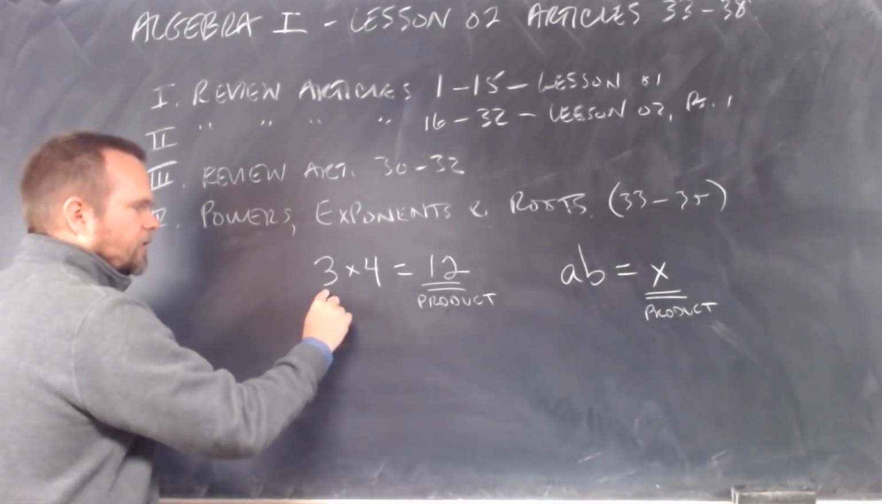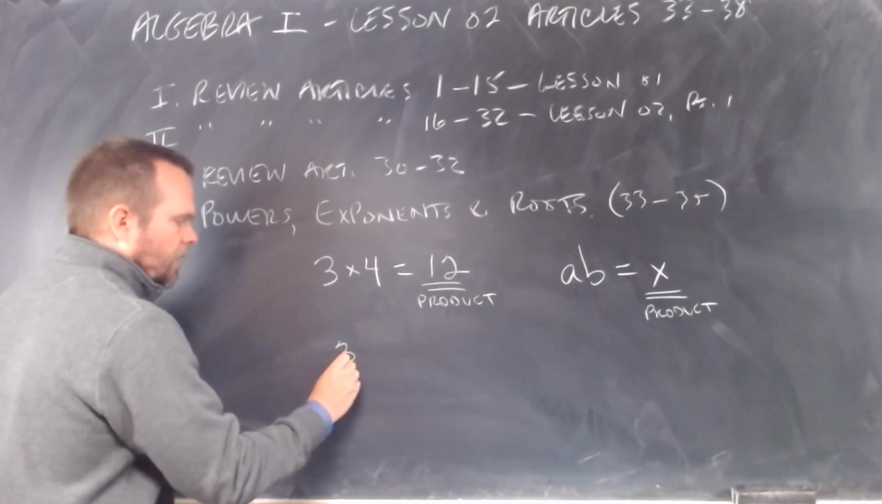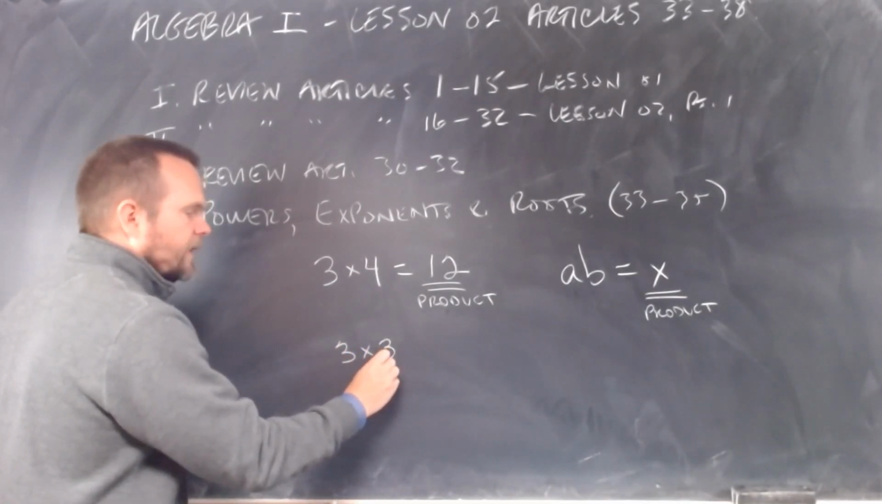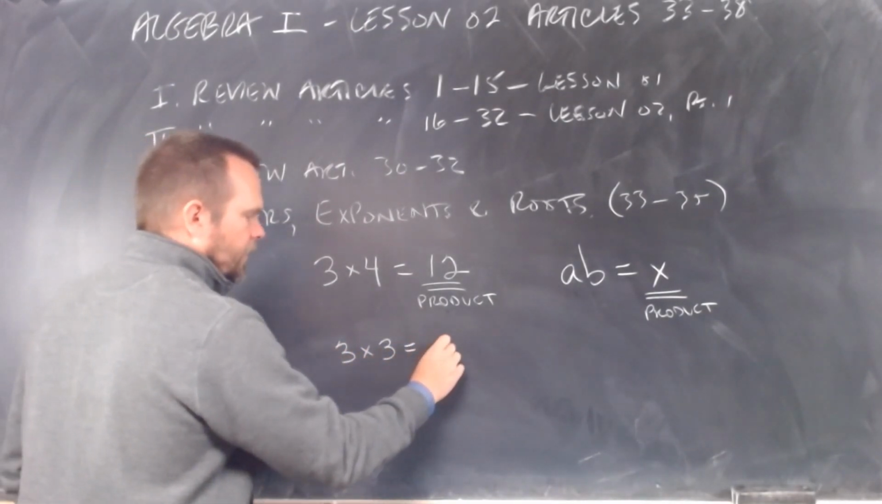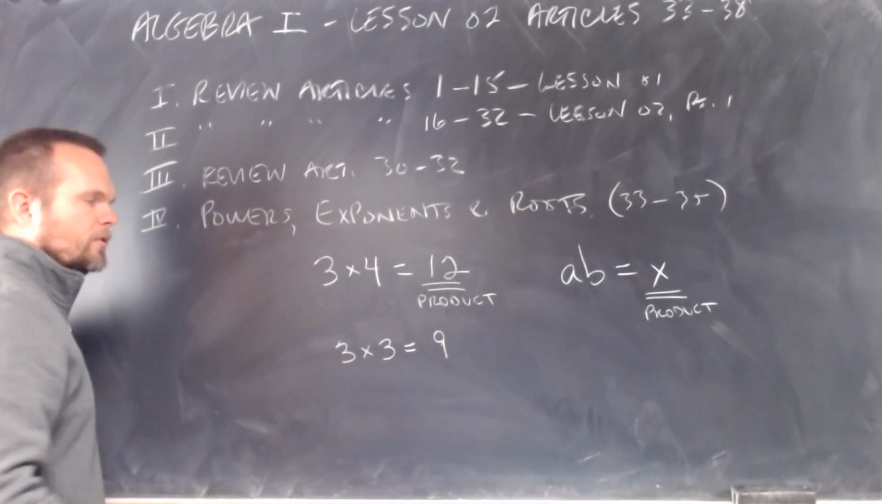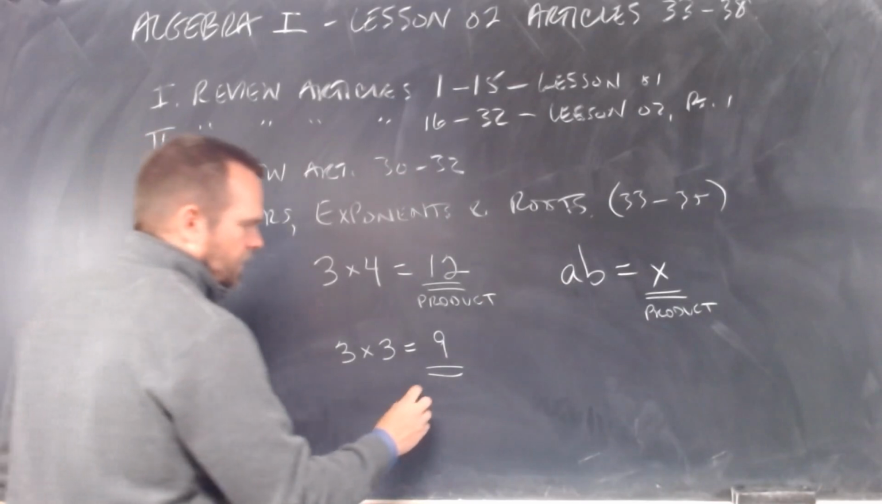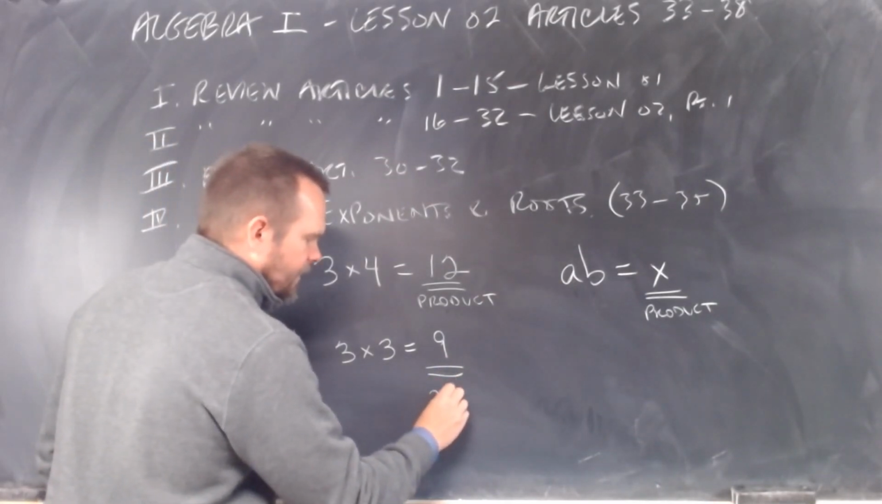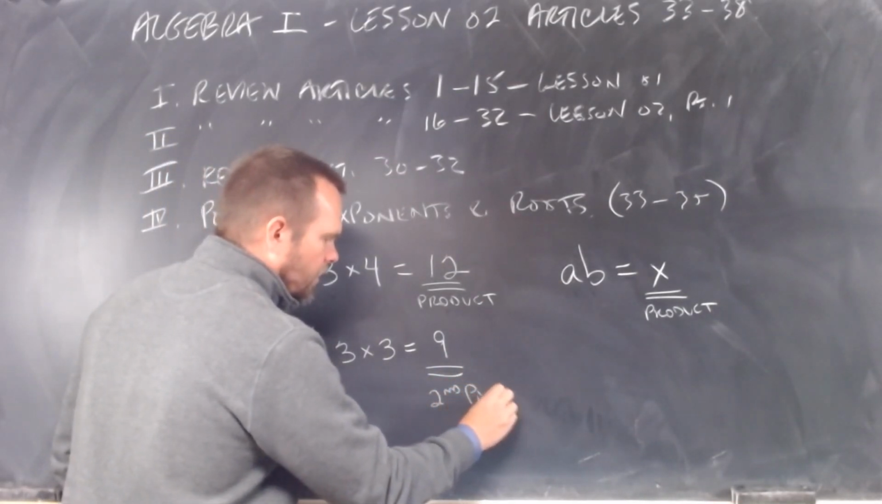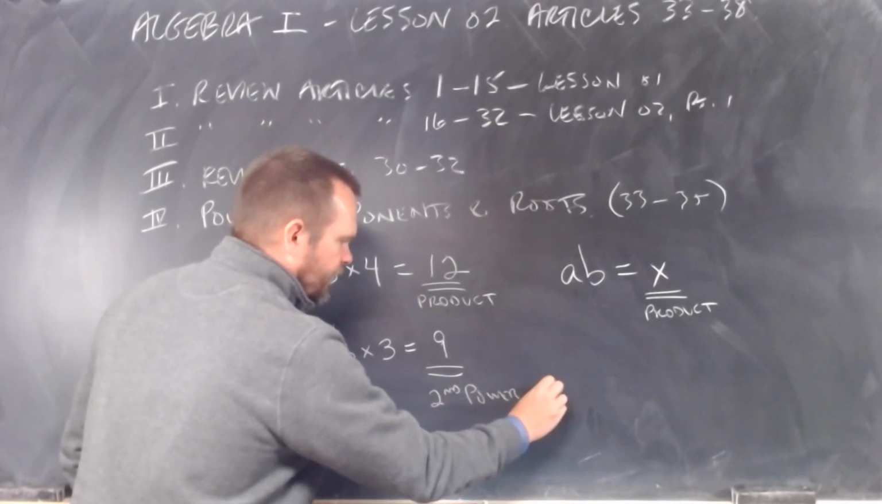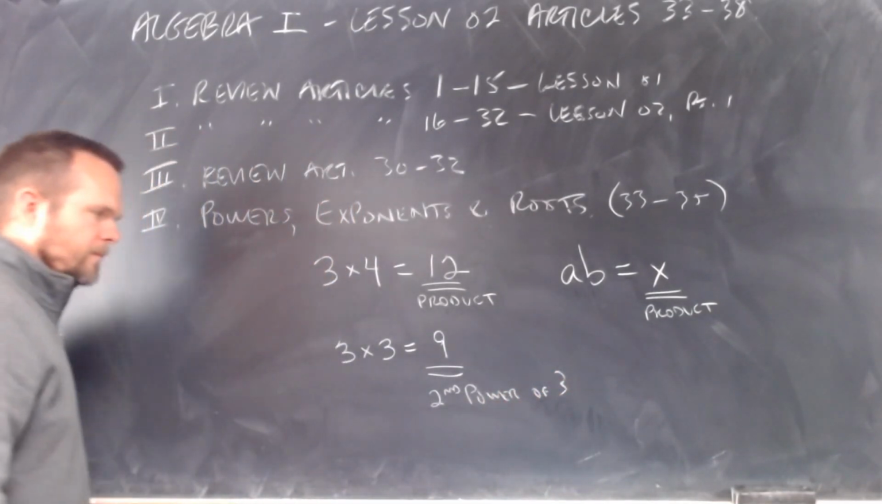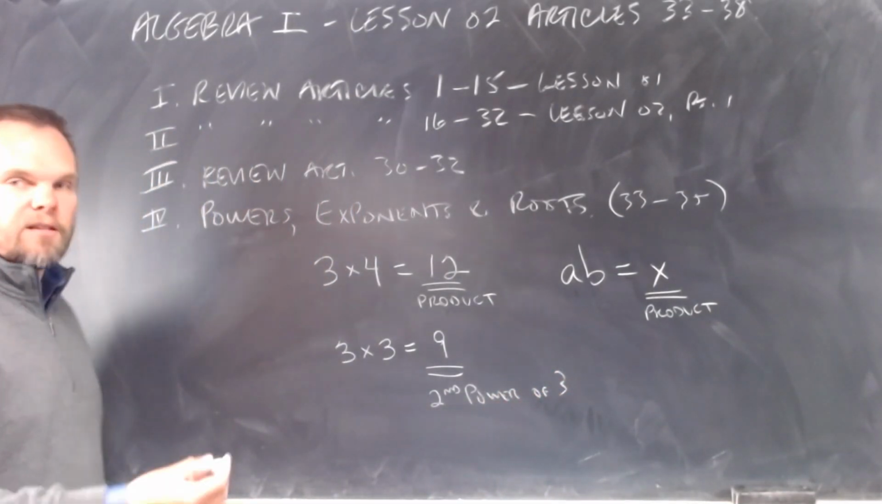If instead of multiplying 3 times 4, we multiply 3 times 3, we get 9. That's simple multiplication. But this is called the second power of 3. This is the language of algebra.